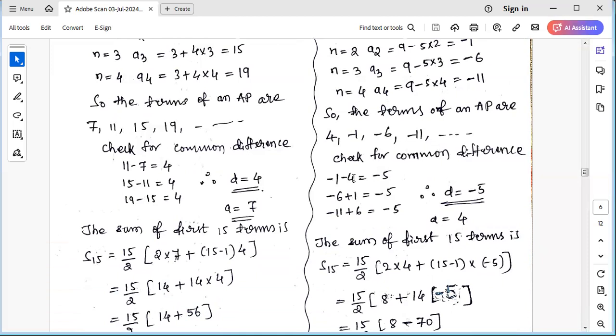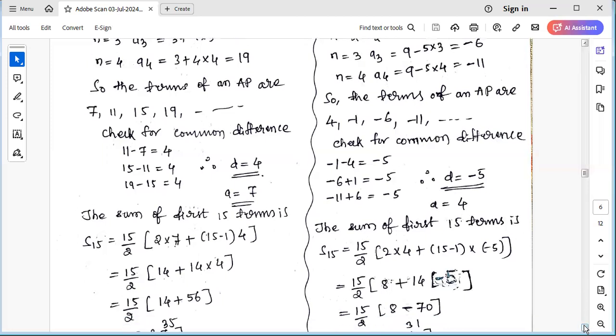Check for common difference. Minus 1 minus 4, second term minus first term is equal to minus 5. Similarly, minus 6 minus of minus 1, plus 1, that also gives minus 5. And minus 11 minus of minus 6, plus 6, so minus 11 plus 6 is minus 5. Therefore, here d = −5. And the first term a is 4.